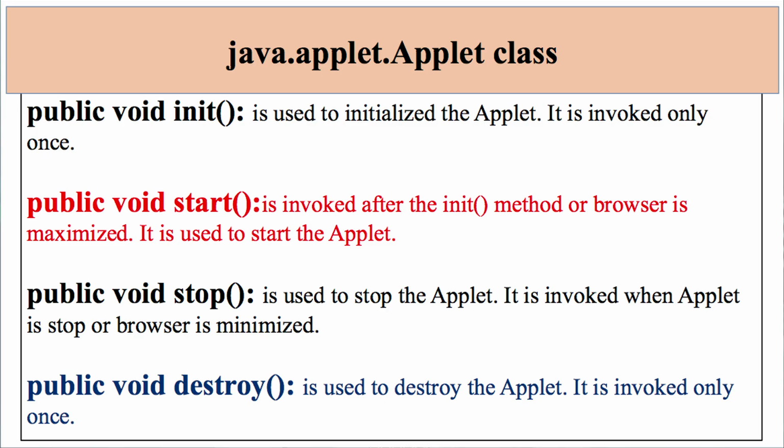So, it is used to start the applet. Stop function is used to stop the applet, and it is also invoked when the applet is stopped or the browser is minimized. So, when our browser is minimized, the stop function is executed automatically. And finally, we have the public void destroy function, which is used to destroy the applet, and it is invoked only once. Like the init function is invoked only once, the destroy function will also be invoked only once, but the start and stop functions can be invoked many times as the requirement of the program.